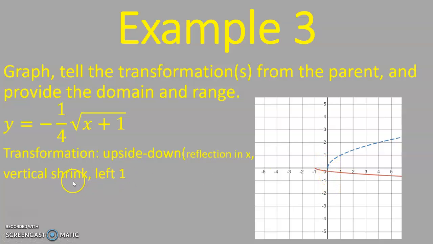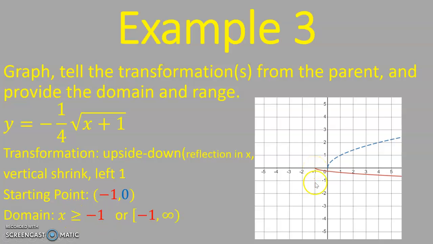There's a vertical shrink, which you remember that's multiplying by a number between -1 and 1, which makes it flatter or wider, in this case flatter. And it's left 1 because of the 1 on the inside. Okay, so domain starting point is still -1, 0. You change the sign on the inside. There's nothing outside. And by outside, we mean what we add to the outside. We're not talking about -1/4, which again is irrelevant to domain and range here. And you can see -1, 0 is the starting point there.